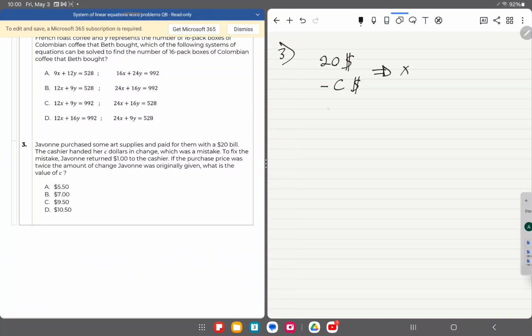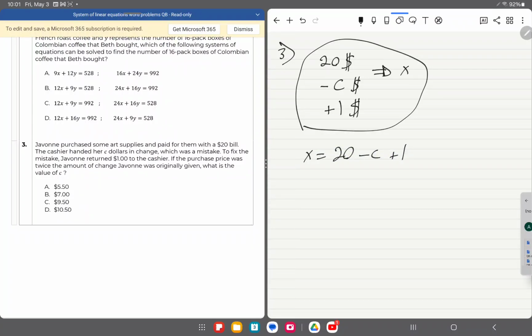But to fix the mistake, Jovan returned $1 to the cashier. So this is my first equation: X is equal to 20 minus C plus 1.